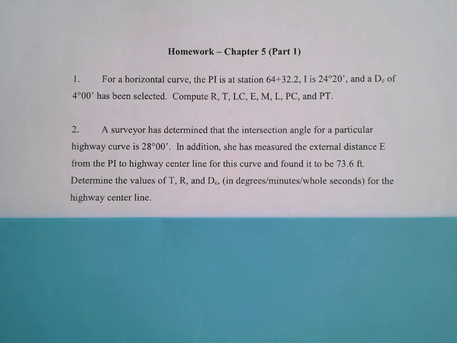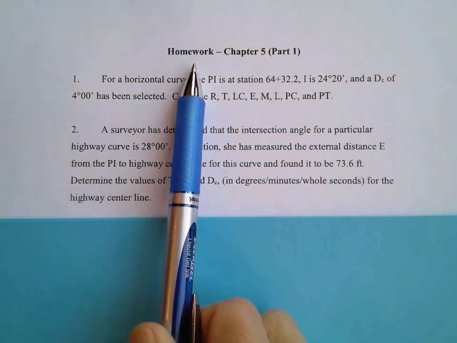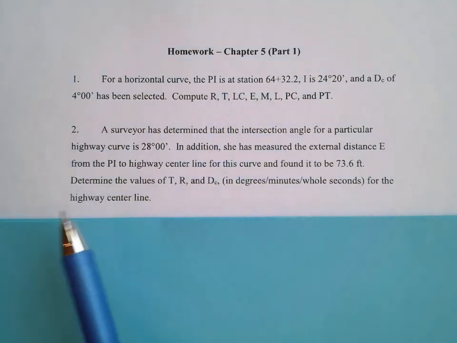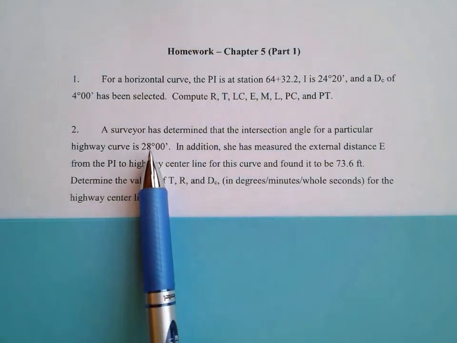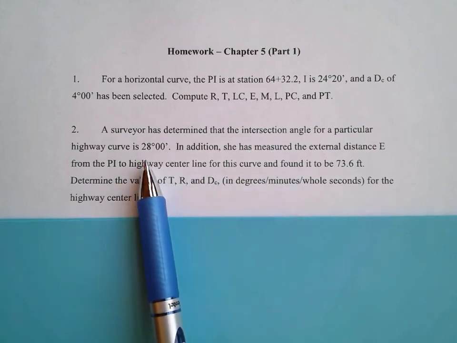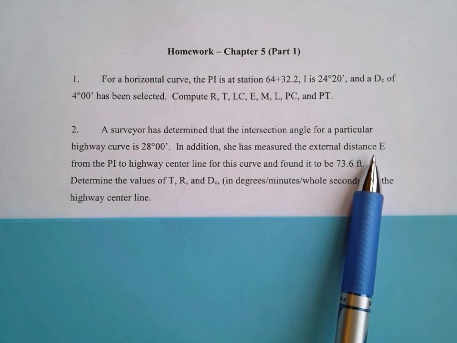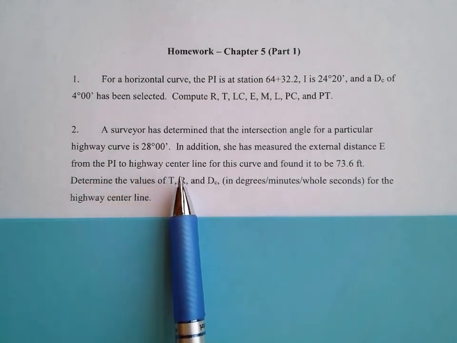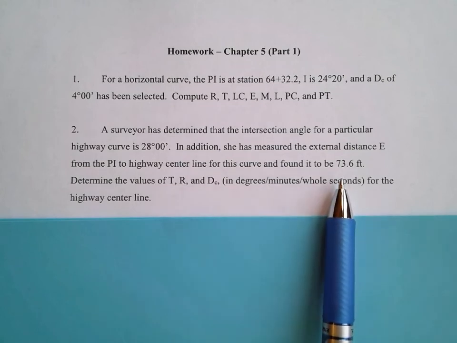Okay, let's move on to question 2 on homework from chapter 5 on simple horizontal curves. For this instance, we've got a surveyor who determined the intersection angle at 28 degrees. She also measured the external distance E, which is that distance from the PI to the highway center line, and found that to be 73.6 feet.